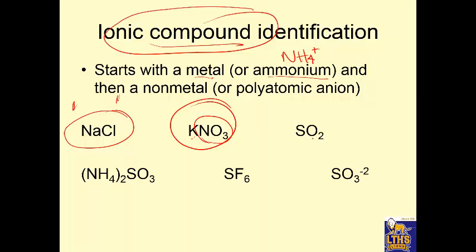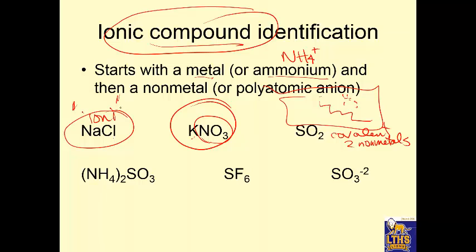So looking at this one. This is sulfur and oxygen. If you look on the periodic table, sulfur and oxygen are both on this side. So this is a covalent compound because it's 2 nonmetals. 2 nonmetals. Right? So how is that different than this? This is ionic because it's a metal and a nonmetal. Right? Look at this. That's all nonmetals.